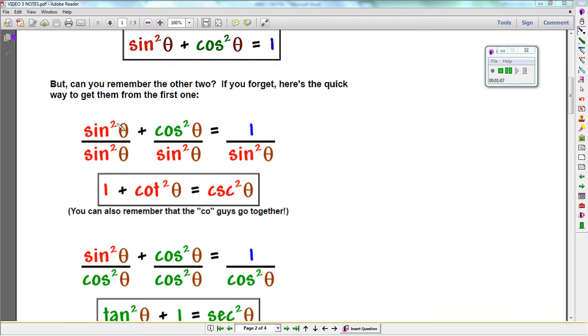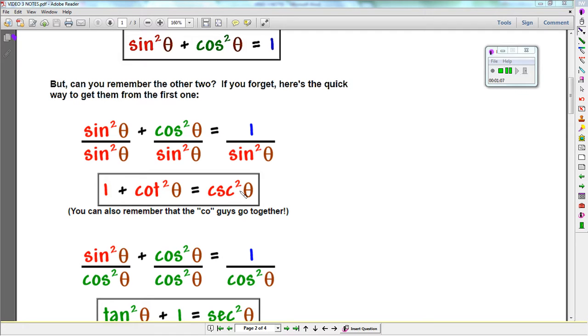So the first fraction, sine squared theta divided by sine squared theta, will give us 1. Cosine squared theta divided by sine squared theta, we're using the quotient identity. So cosine divided by sine will be cotangent, and we put the exponent too. So it will give us cotangent squared of theta. And then let's go to the right hand side of our equation. We have 1 divided by sine squared. We're using the reciprocal identity. So 1 over sine is cosecant. Since we have the exponent, it will be cosecant squared.